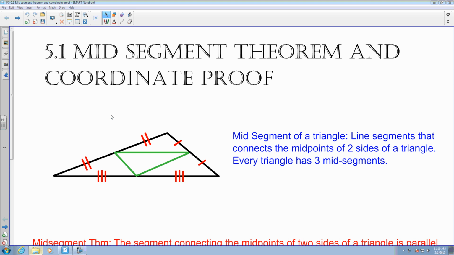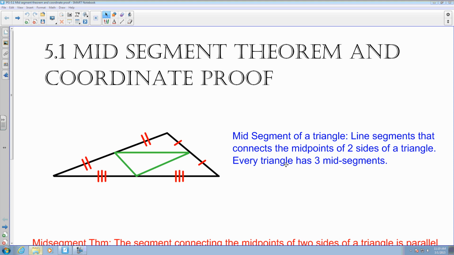The first thing we're going to take a look at is the mid-segment of a triangle. If you look at the picture here, we have line segments that connect the midpoints of two sides of a triangle, and every triangle has three mid-segments, which makes sense because three sides, three midpoints, and so that green triangle comes from all three midpoints from the corresponding, or opposite, sides.